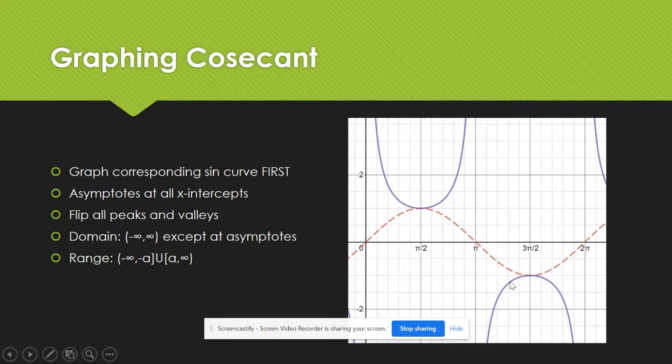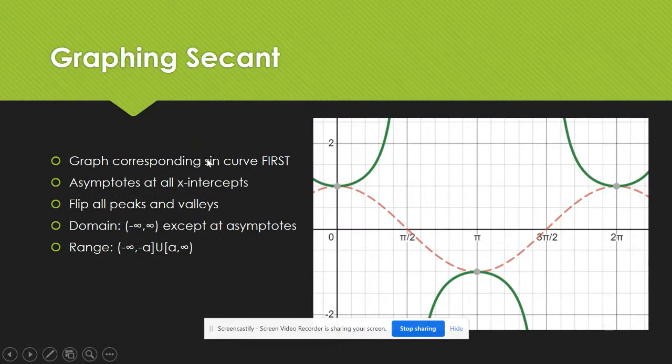Wherever there's a valley, flip it, that becomes like an upside down U. So that's what cosecant looks like, that purplish blue graph. Its period is still 2 pi because it goes with sine. And then secant, you graph your cosine. Sorry guys, I messed up. It's going to start at 1, and then pi, and then 2 pi. Again, you have asymptotes wherever your x-intercepts are, and then you have your U's.